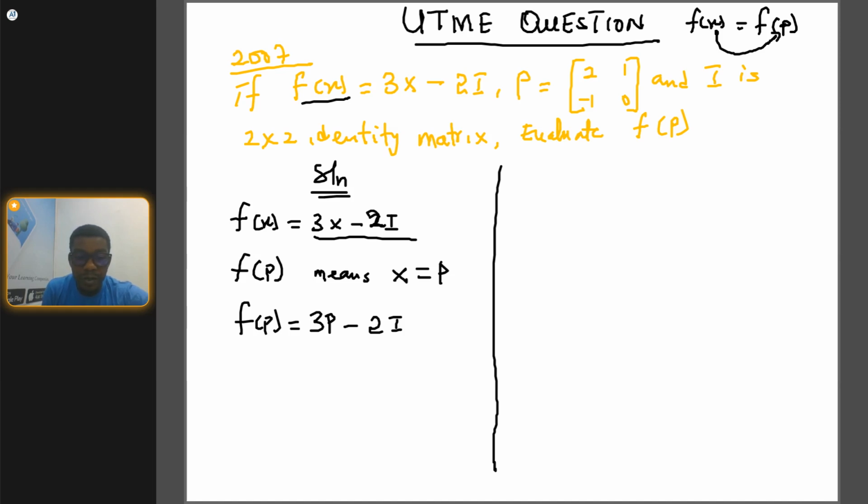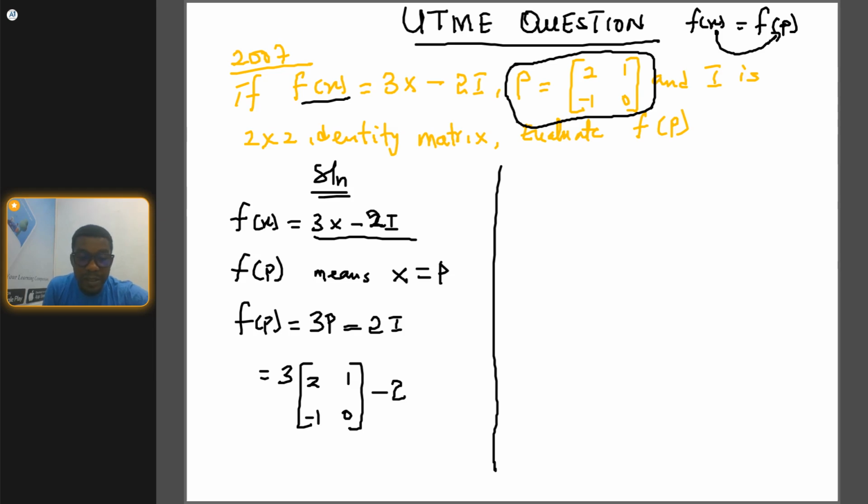Now, f of P equals 3P minus 2I, with the 3 and the 2 multiplying the matrices. What is P? This was given as P, so I'm going to replace this with the value of P. That P equals 2, 1, minus 1, 0. I'll close the brackets, minus 2. But this letter I was given to be an identity matrix of 2 by 2.